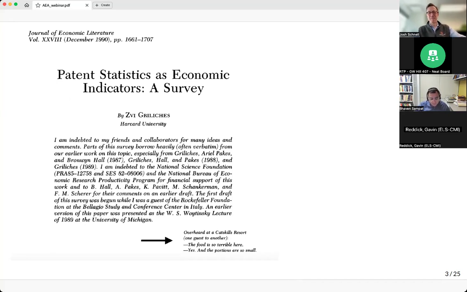And this line was made famous, as I'm told, by Woody Allen in Annie Hall, when Alvy Singer said, "That's how I feel about life." Well, evidently that's how Zvi Griliches felt about patent data. And I think the good news is at least one of these problems has been solved. The portions are no longer very small, but I think also the quality is improved as well. But that's something we can talk about later on.